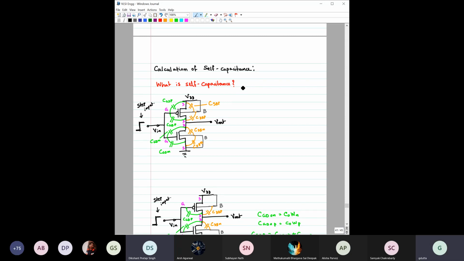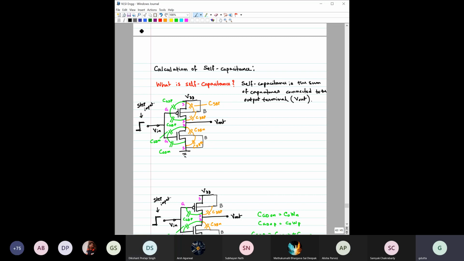So let me write that here as well. Self capacitance is the sum of capacitances connected to the output terminal, that is, connected with this V out.